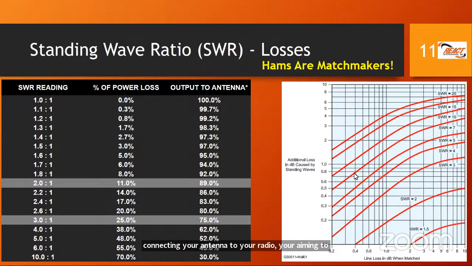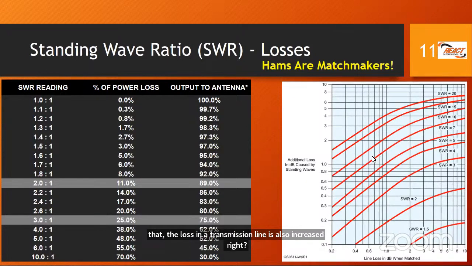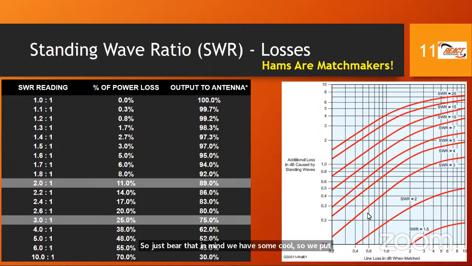And we have some graphs here that you can see that the problem with high SWR is that in addition to that, the loss in a transmission line is also increased, right? So just bear that in mind. We have some curves. We put it into your slide deck so you could always look at it later on.